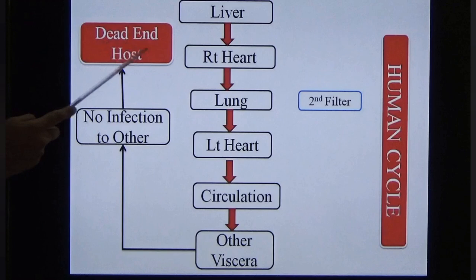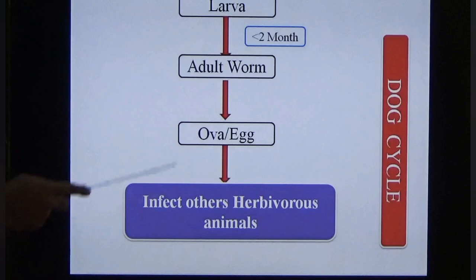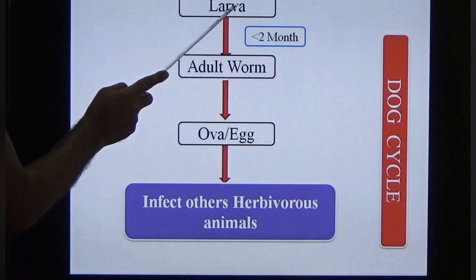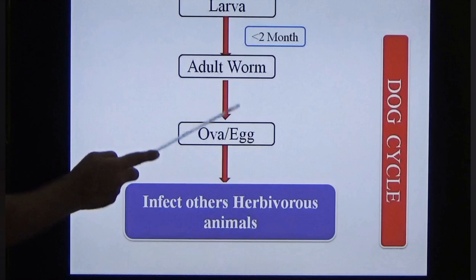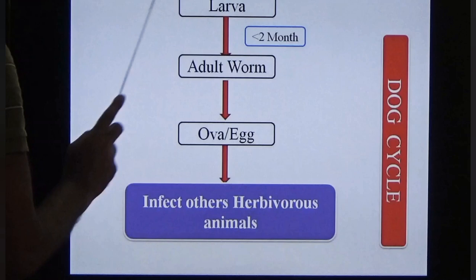The dog's life cycle is very simple. The larva, within 2 months, will go to the dog's intestine and develop into the adult worm. The adult worm will produce the ova, and the eggs infect the other animals. So this is the simple dog life cycle. Now we will go to the clinical features.